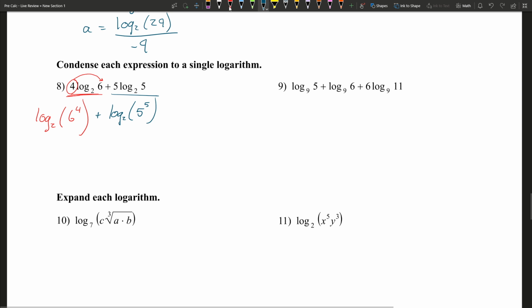Once they're condensed on their own, then we can use the product property. What the product property says is that if we are adding 2 logs with the same base, we can combine them into 1 log: log base 2 of the product of the two things inside parentheses. So this would be log base 2 of 6 to the 4th times 5 to the 5th. And that's it. You don't have to do 6 to the 4th or 5 to the 5th and then multiply those things together. That's as condensed as that can get.